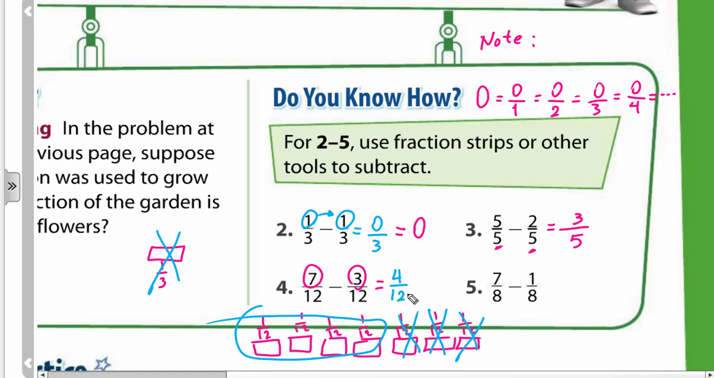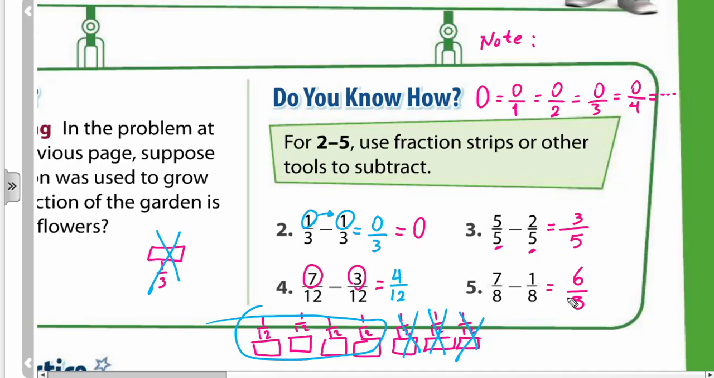Hussein Ali. Yes. The next one, question number 5. 7 minus 1 is 6. And we just put the 8 as the denominator. Great. So, can you read this fraction? 6 over 8. 6/8. Thank you, Hussein. Okay, my heroes, I see that you can do it well.